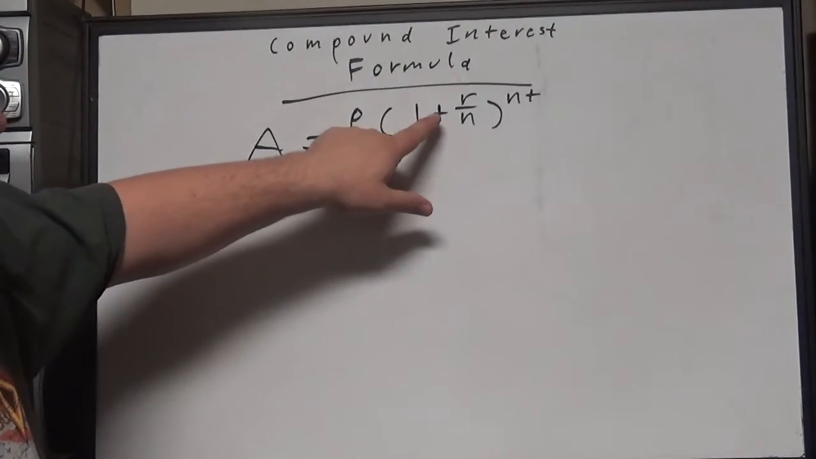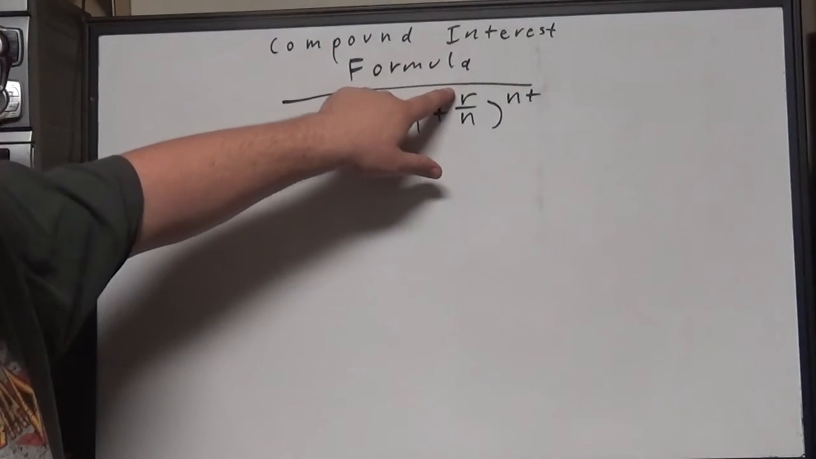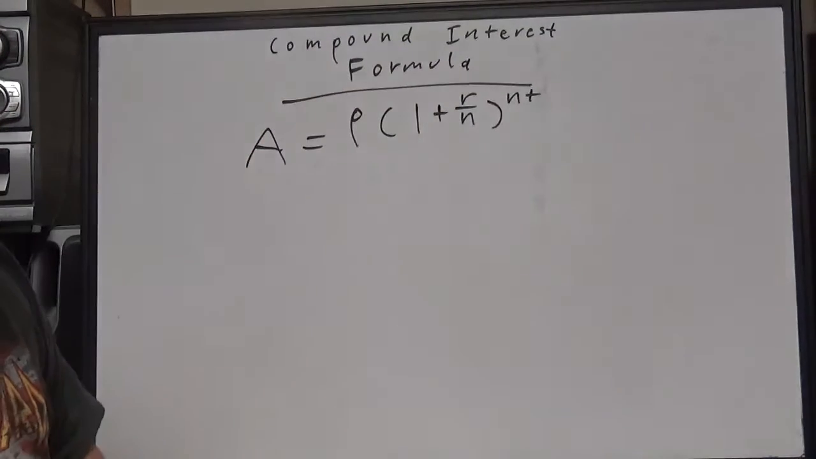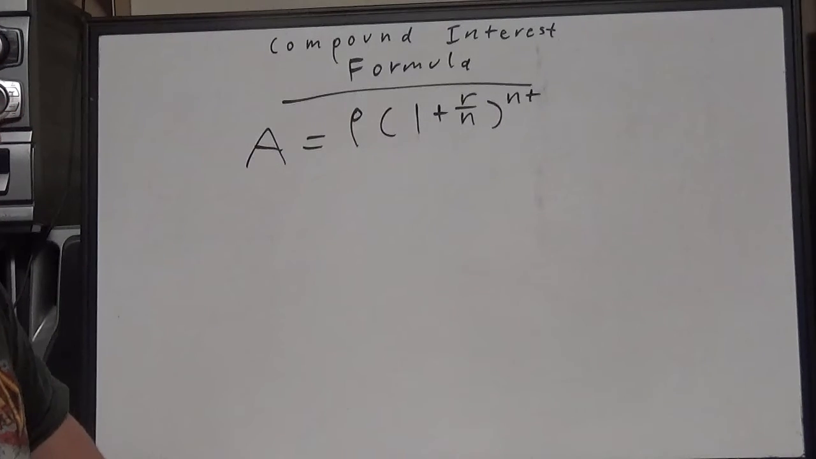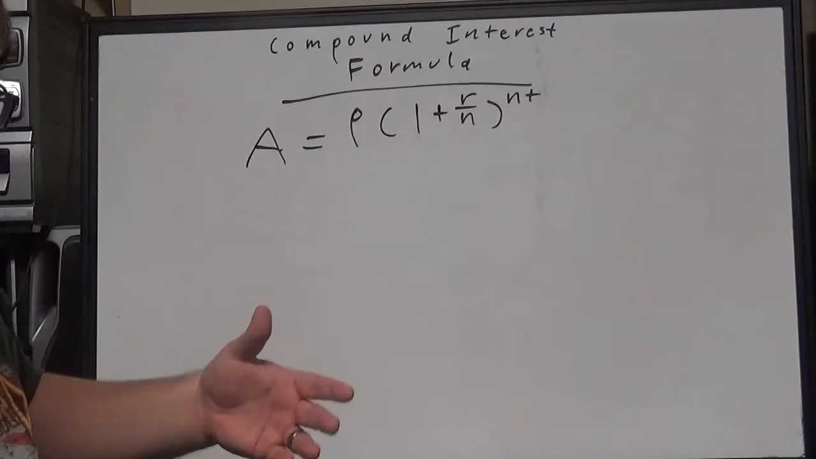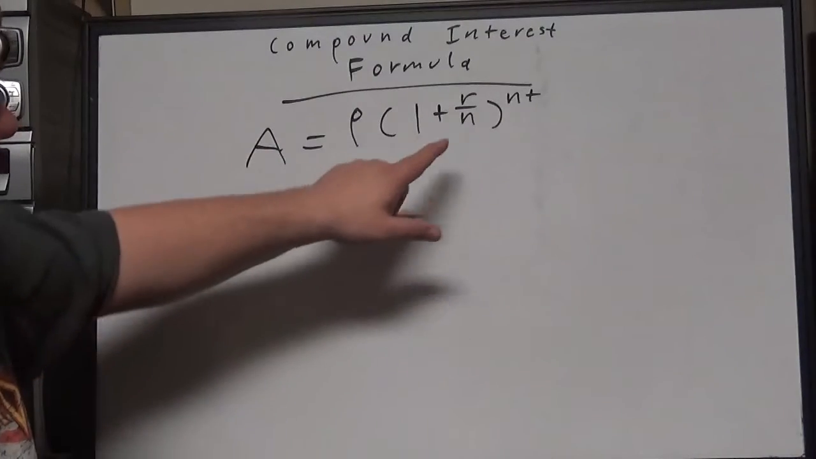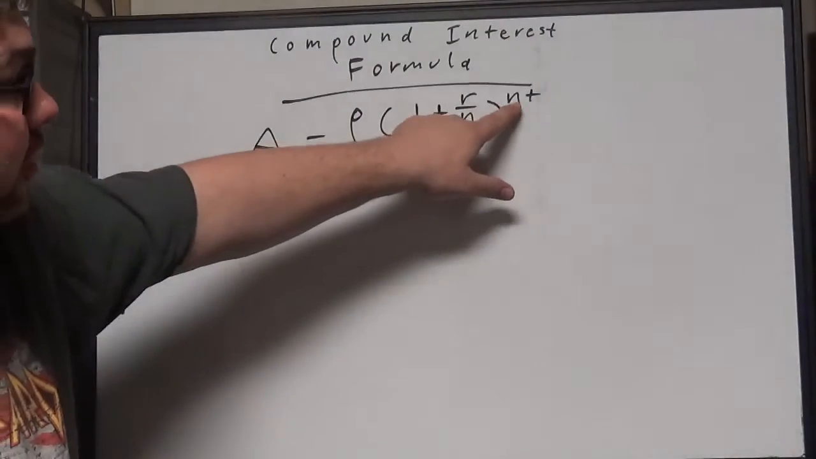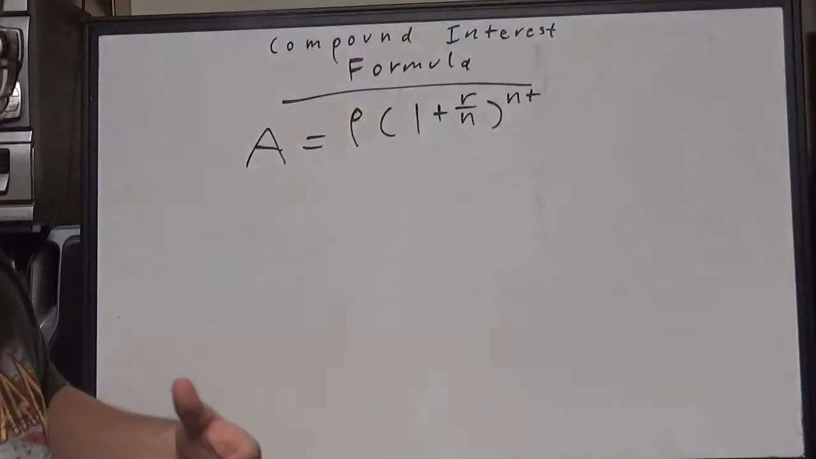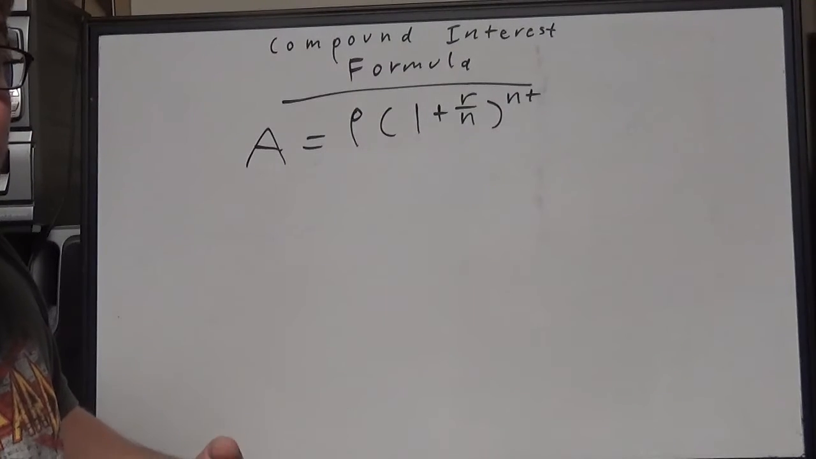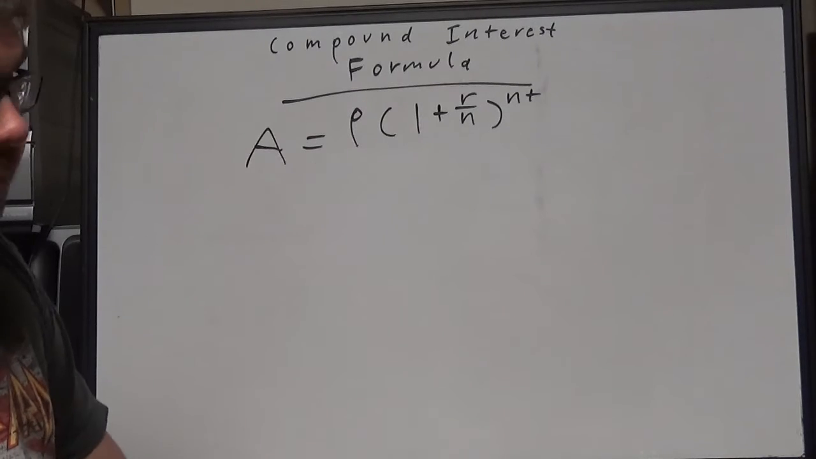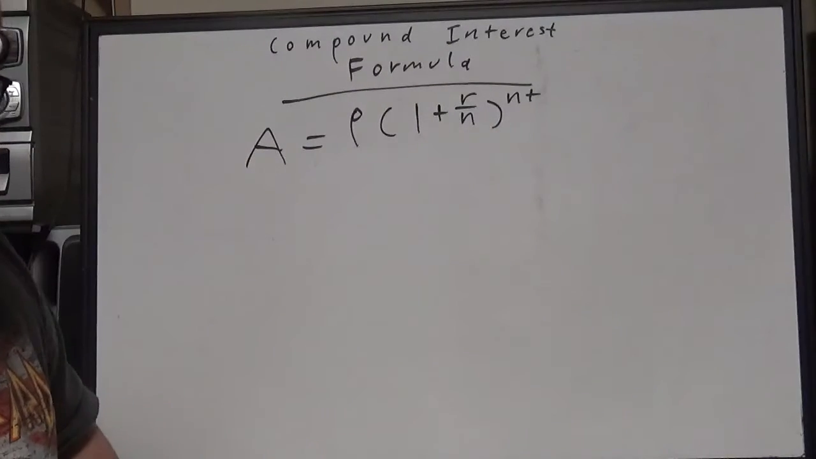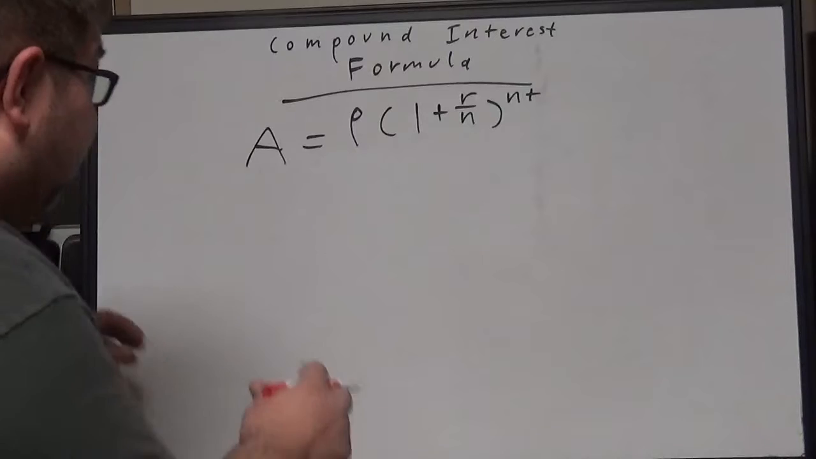1 plus R. R is the interest rate. Now, we're going to put that as a decimal, not as a percentage. Of course, we're going to put it as like 0.0 something, or point something, whatever. N shows up twice. N is the number of times it's compounded in the given time period. And T is the time period. Now, we're going to write this out.